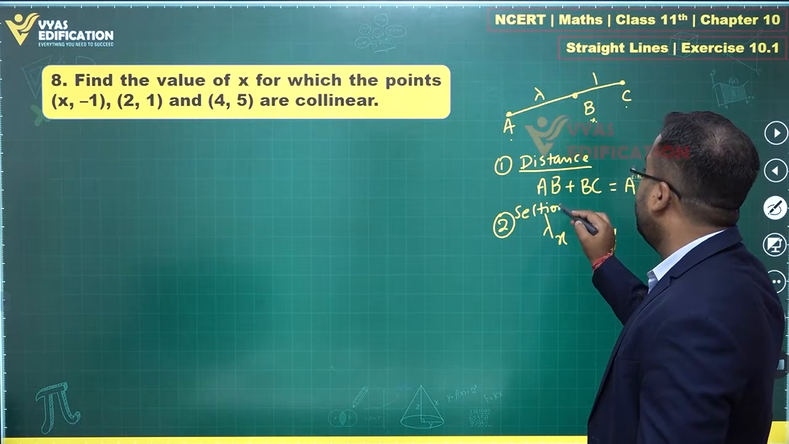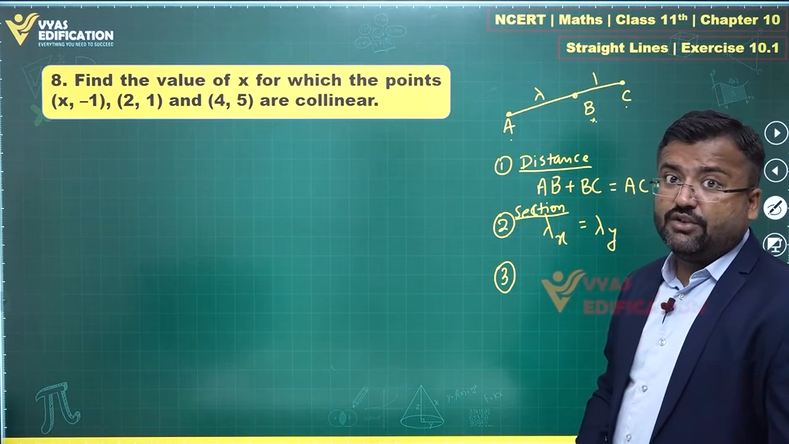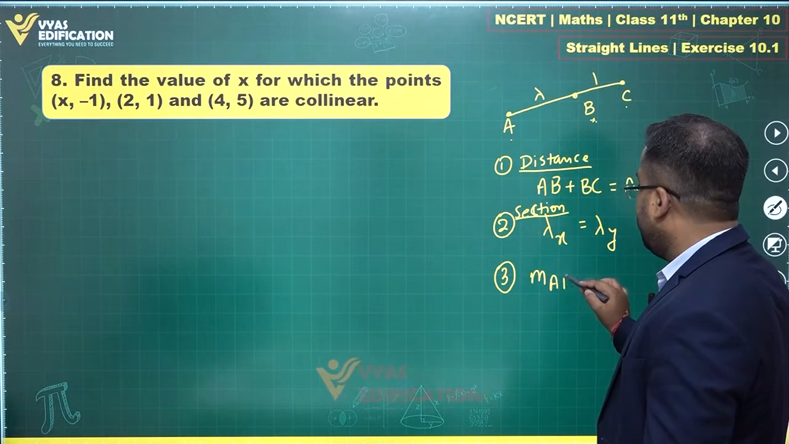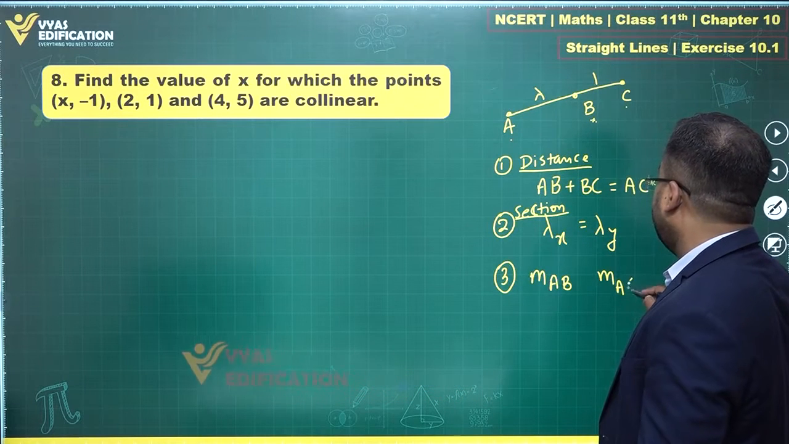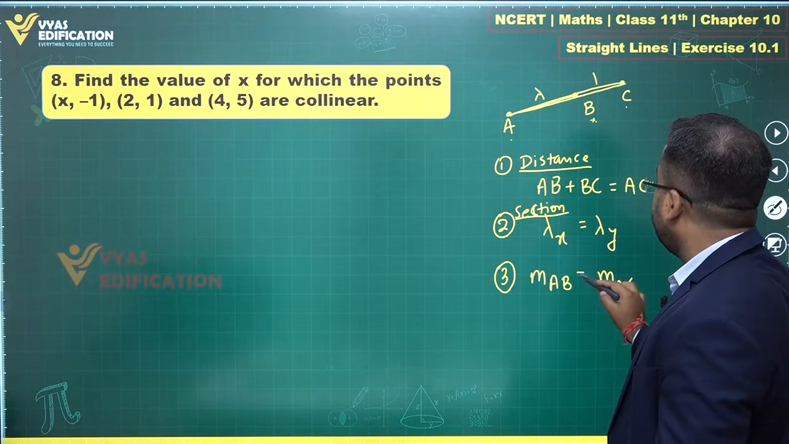What else? A third approach could be directly using the concepts of slope. So M of AB and M of AC. Can you observe that the slope of AB and the slope of AC, if they are the same?